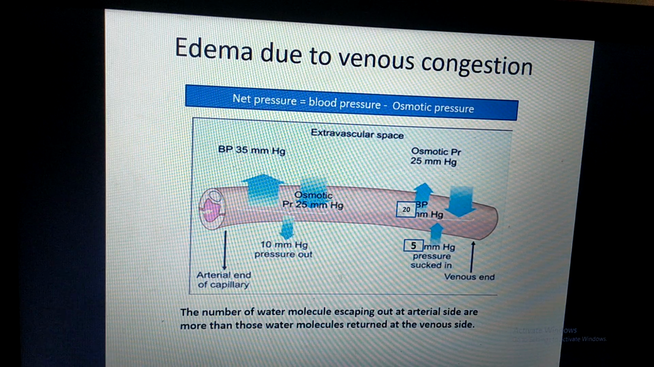Therefore, the net pressure on the venous side is 5 mm of Hg, and therefore more water escapes from the arterial end from capillaries and less water enters through the venous end of capillaries, leading to accumulation of water molecules in the interstitial space and edema.